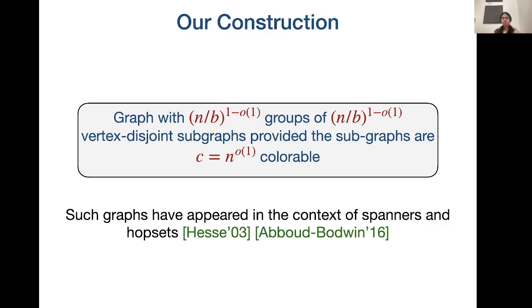We show that it is possible to construct these graphs where we have (n over b) raised to 1 minus little o of 1 groups of (n over b) raised to 1 minus little o of 1 vertex disjoint subgraphs, provided these subgraphs are n raised to little o of 1 colorable. And such graphs have appeared in the literature in the context of spanners and Hopf sets, but not, as far as we know, in the context of maximal independent sets or lower bounds for streaming algorithms.